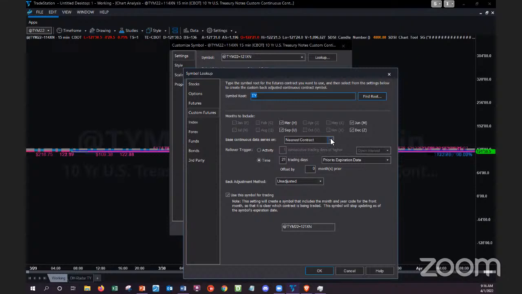because rollover is based on volume, we want to go to contract, and we want to go to activity. We have open interest here, which is one way of doing it, but what we really want is volume. When we go to volume, here we have consecutive trading days of higher volume. Now, one doesn't necessarily give you a good rollover date.